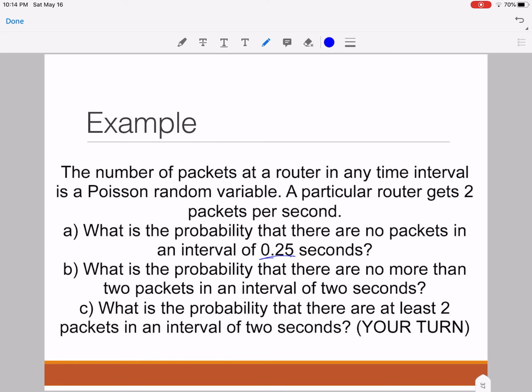Let's solve an instructional problem using Poisson random variables. The number of packets arriving at a router in a particular time period is Poisson, and it gets packets at the rate of 2 packets per second. So that's your rate information, the lambda. What you need to do is find the probability that there are no packets in an interval of 0.25 seconds. What is the probability that there are no more than 2 packets in an interval of 2 seconds? I am going to solve these 2 parts here. Part C is for you to solve and submit for Thursday's class.